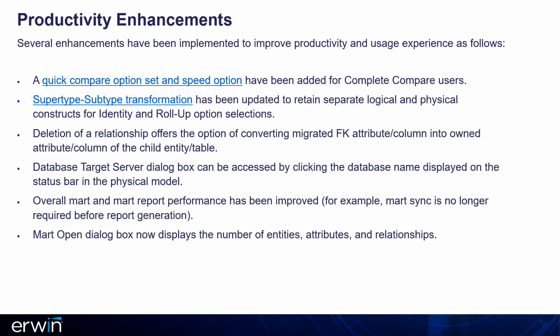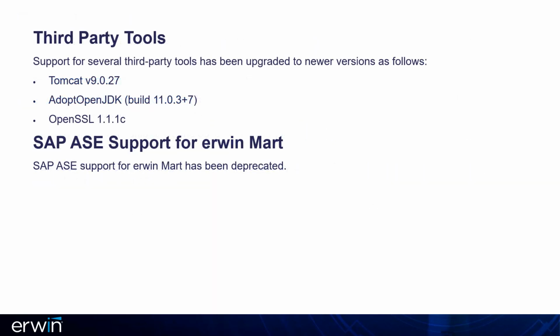Overall Mart and Mart report performance has been improved. For example, Mart sync is no longer required before report generation. And Mart open dialog box now displays the number of entities, attributes, and relationships. And finally, here is the information on the upgraded version of third-party tools, Tomcat, OpenJDK, and OpenSSL. Last but not least, Erwin DM 2020 R1 no longer supports SAP ASE for Erwin Mart.